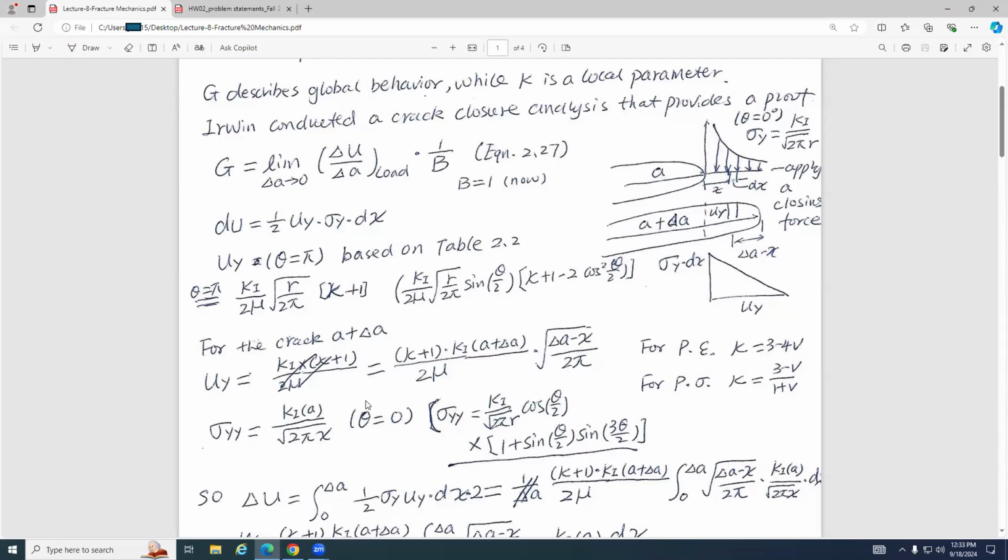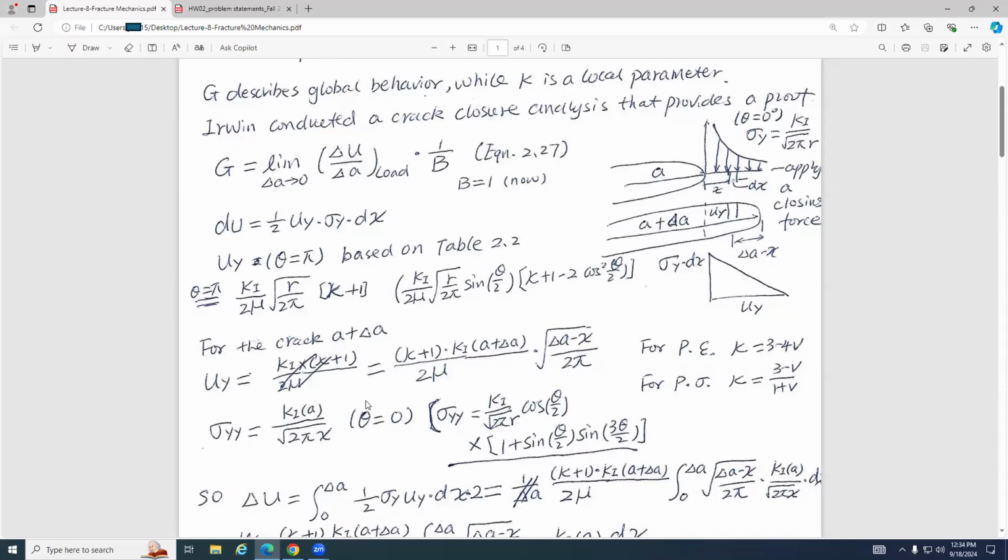Suppose this is my original crack length, which equals a. For this case, I have the stress distribution along this surface, that means theta equals 0. You understand? The orientation is just in front of the crack. So theta equals 0, and I have this distribution of sigma y, which is inversely proportional to the square root of r. So this is my stress.